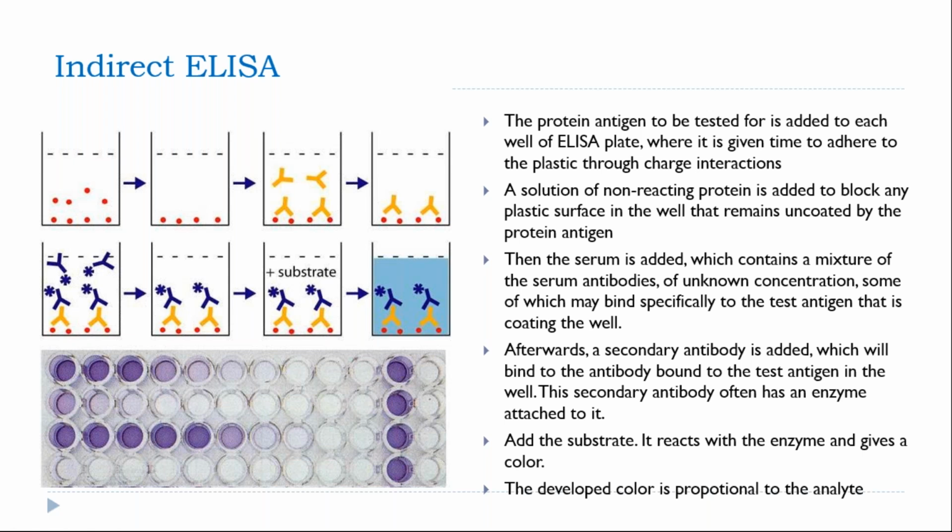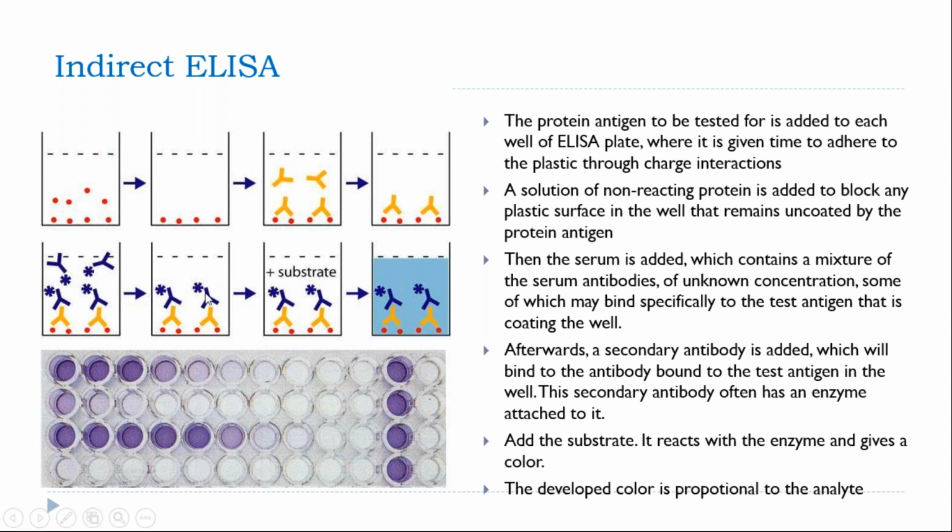Then you wash out the unbound sample, and you see that the binding is complete. Then you add the antibody to the antigen and allow the antibody to bind to the analyte. You wash out the unbound antibodies. Now you have an antibody which is bound. You add the secondary antibody which has an enzyme tag attached to it, and then you wash out all the unbound antibodies.